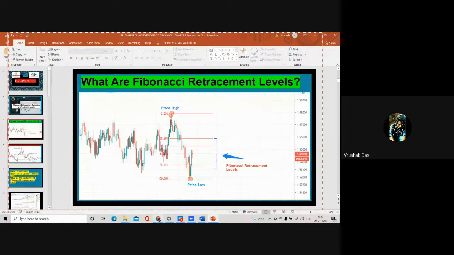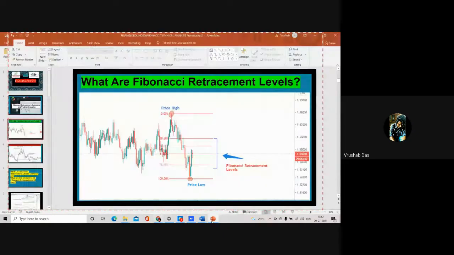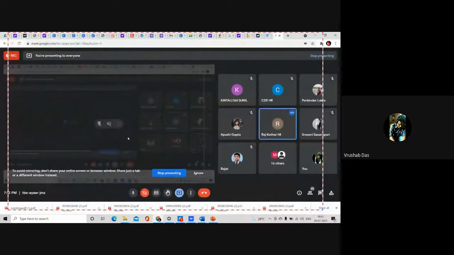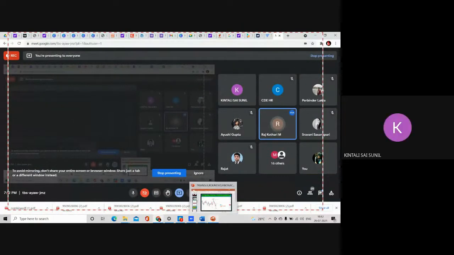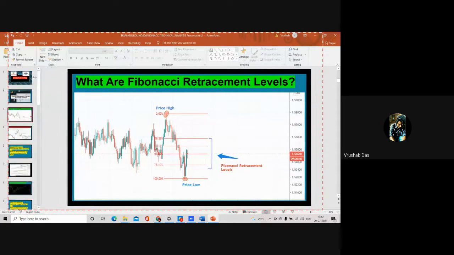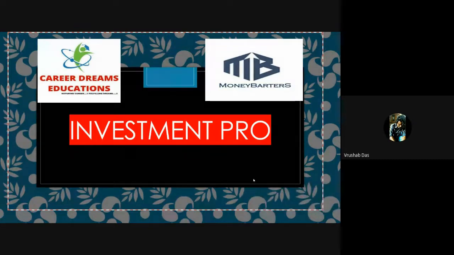Can you expand the screen? Yes. Can you expand the screen? Hello. Yeah, my screen is visible, but please make it larger. It will be better. Okay, I will expand it. Now it's... Rishabh sir, they're asking you to zoom it in a bit. Is it expanded? Yes, sir.